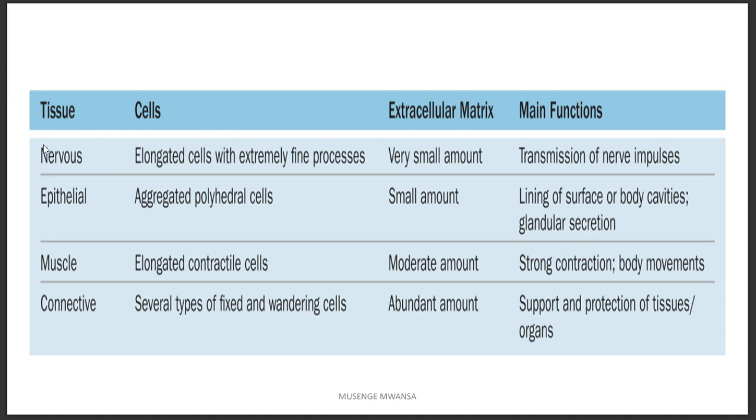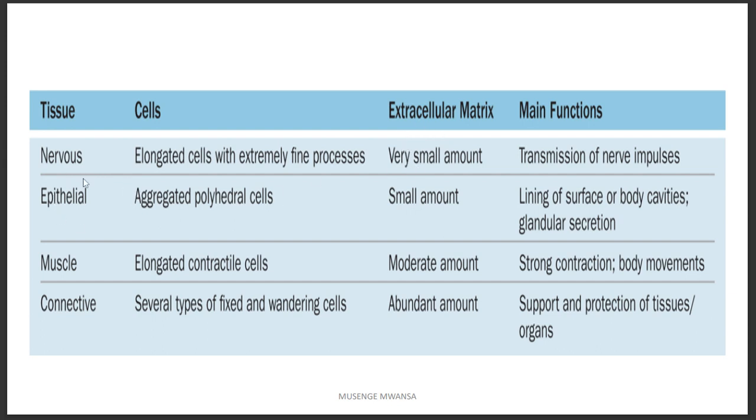When you look at the nervous tissue, the cells are elongated, meaning they are a bit longer because they have to be transmitting information from one part of the body to the other. That's why they get to be very long. Their extracellular matrix is in very small amounts. So we're going to understand what extracellular matrix is.